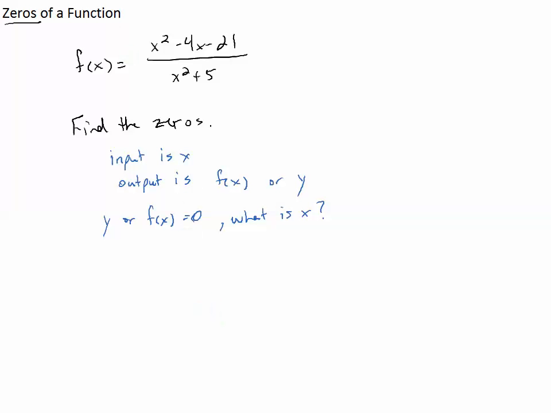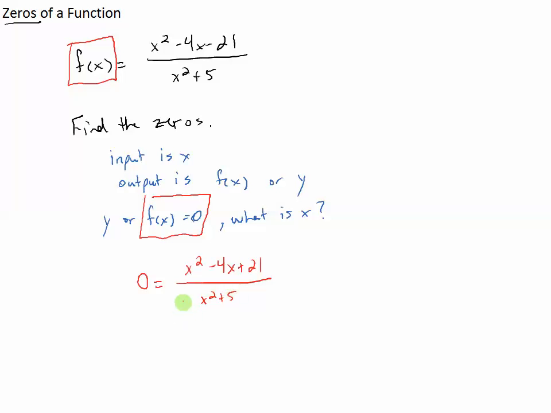So what I'm going to do is I need to replace f of x with 0 in this equation. So we get 0 equals x squared minus 4x plus 21 over x squared plus 5. And now I need to figure out what x is. So that means solve this equation for x.